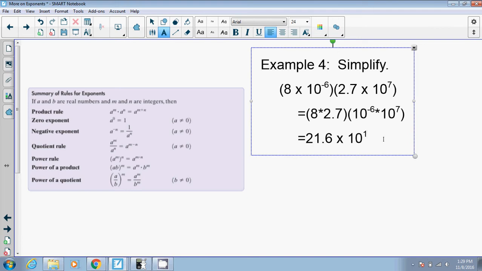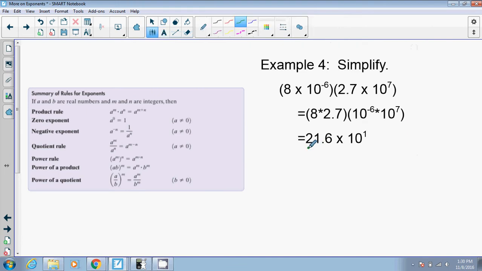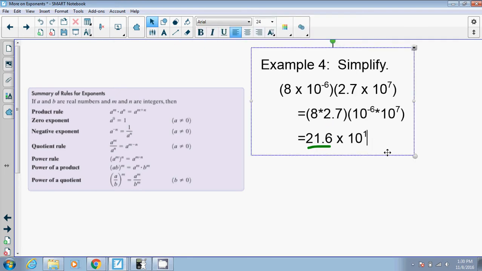We have a solution here, but here's the key thing you need to focus on now. When you look at this, remember, the a, or the first number, needs to be between 1 and 10. Is 21.6 between 1 and 10? No, it's not. So we need to rewrite 21.6 in scientific notation. Remember, the number has to be between 1 and 10, so the only possible way to make this number between 1 and 10 is to make it 2.16.